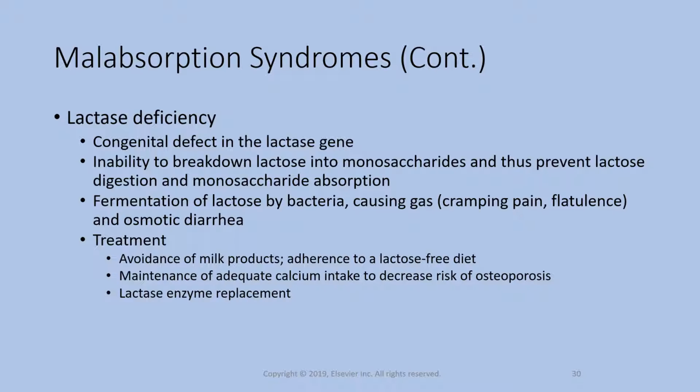Lactase deficiency is a congenital defect in the lactase gene, with inability to break down lactose into monosaccharides. Fermentation of lactose by bacteria causes gas, cramping, and osmotic diarrhea. So the best thing is to avoid milk products, follow a lactose-free diet, and use lactase enzymes.